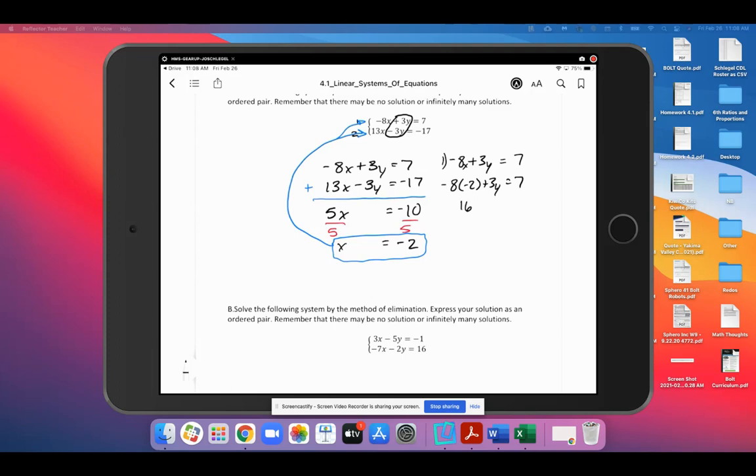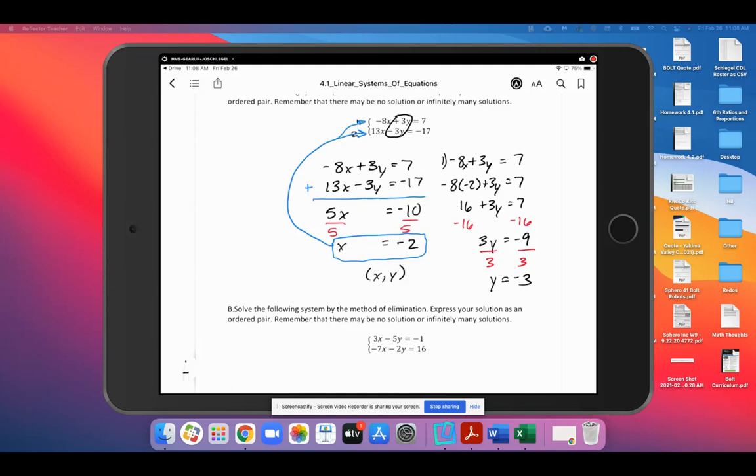And I will get 16 plus 3y equals 7. I will subtract 16 from both sides to isolate my y variable. I get 3y equals negative 9. And then lastly, dividing by 3 will give me y equals negative 3.